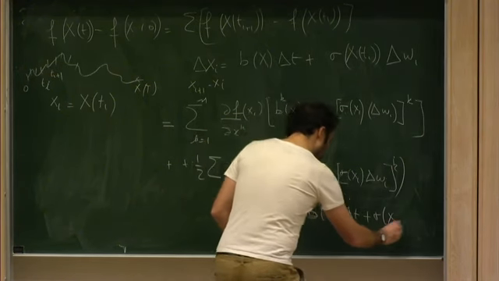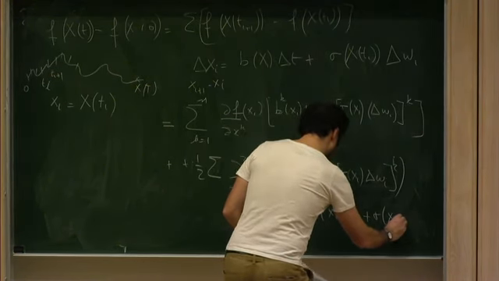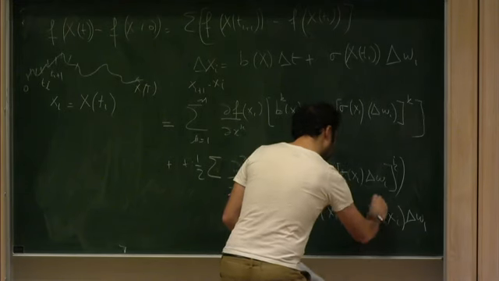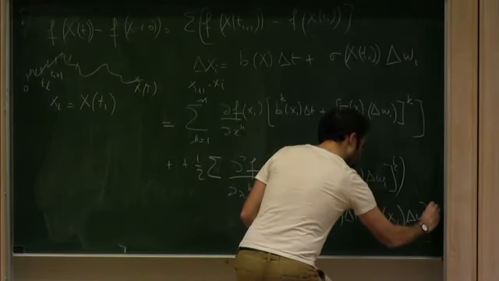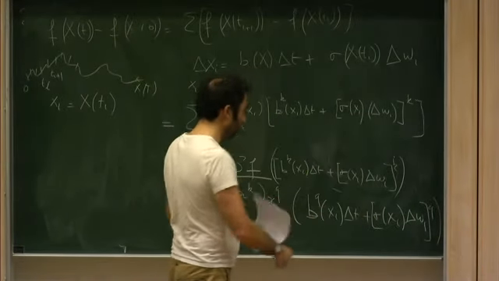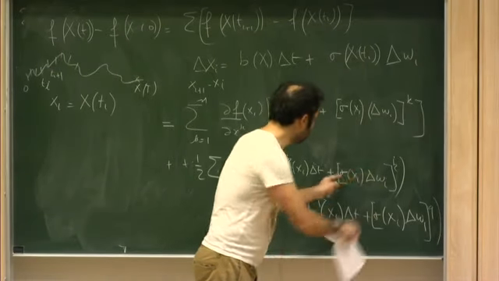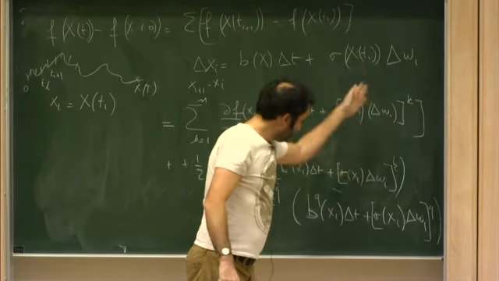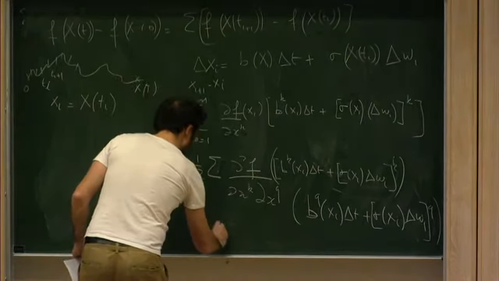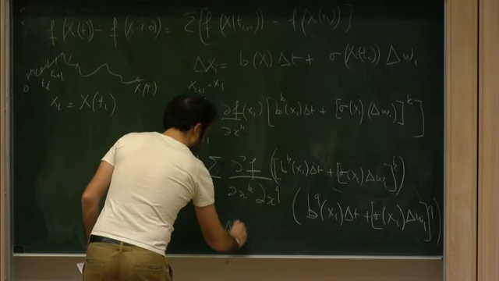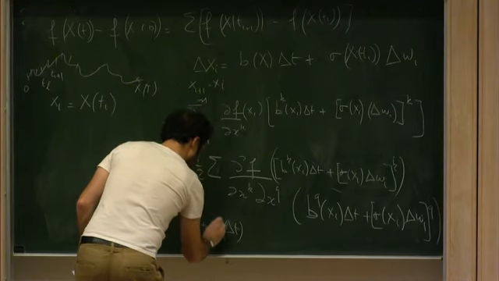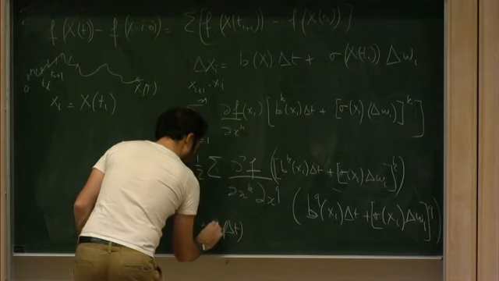So sigma of x_i d omega_i, and this is the q component of this matrix, which means we have to sum. This is the sum of all this vector multiplied by this matrix. And then plus something that is negligible: capital O of delta t, a little o of delta t squared.